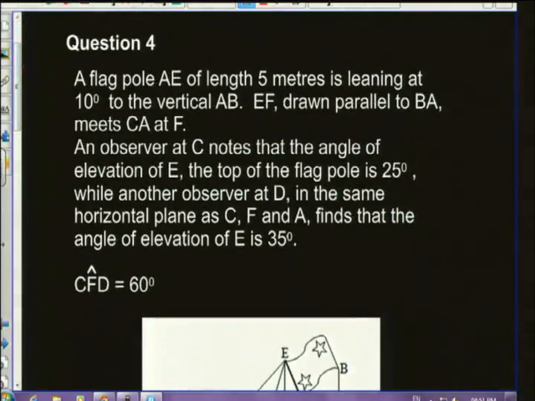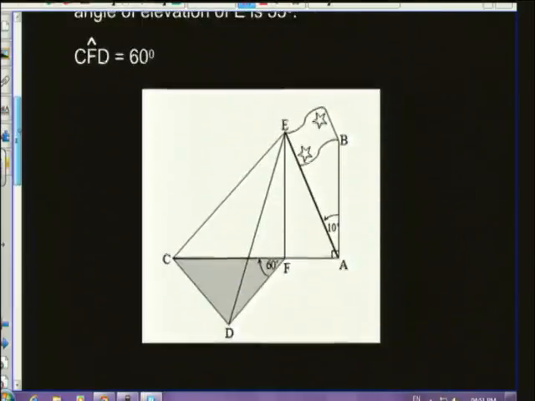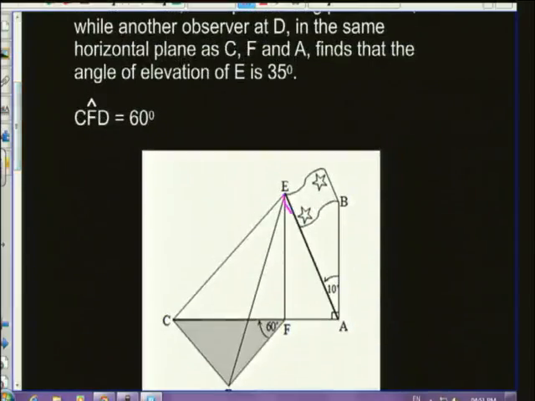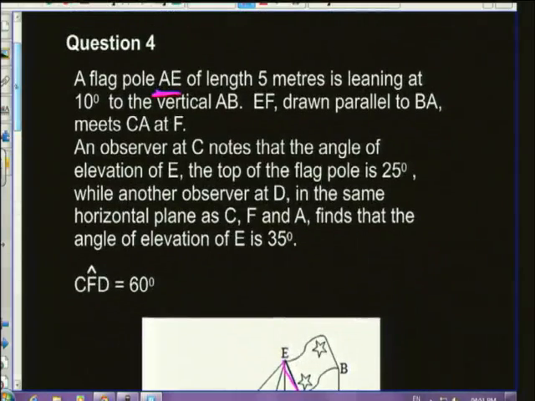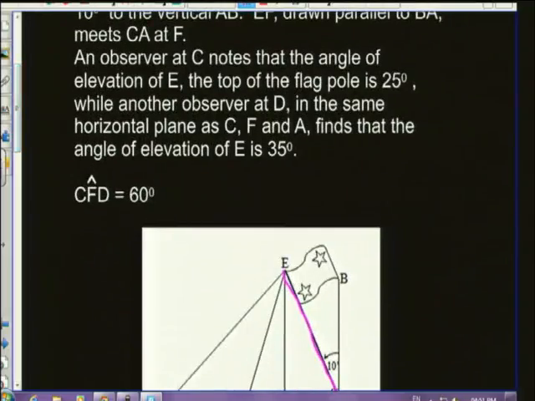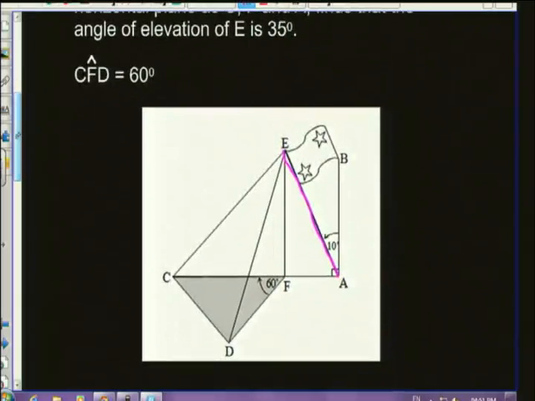Okay, now we move on to the next question. Question 4. Now, there's too much English here. So question 4: a flagpole AE. Let's go look for that AE. We see that, that is your AE, all right? Of length 5 meters. They're giving us that the length of AE is 5, so that's 5 meters.